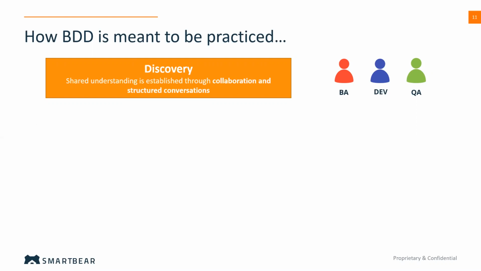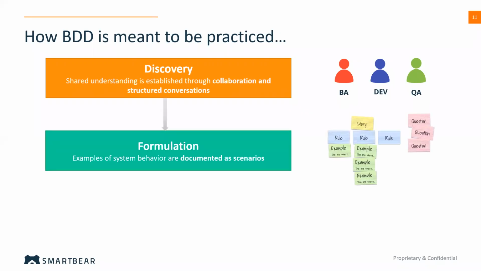Once that is done, and this is not always straightforward, there's a lot of back and forth and it takes a lot of time, but it is important that this is done to a large extent before you move into the next one. Once you come up with a reasonably standard shared understanding of what needs to be built, you try to formulate those ideas that you came up with together. So you simply come up with examples of your system behavior, and these are documented as scenarios.